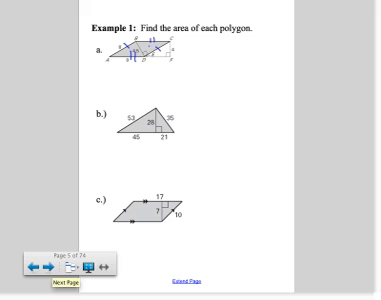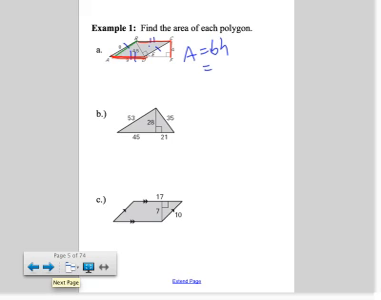So A equals base times height. You'll notice that you are given actually two different bases here. You're given that this base is 9, and you're given that this base is 8. However, we only know one of the heights. Okay, if I look at the base that's 9, I know the corresponding height. When I look at this base and this base, the distance between them is that 4 there.